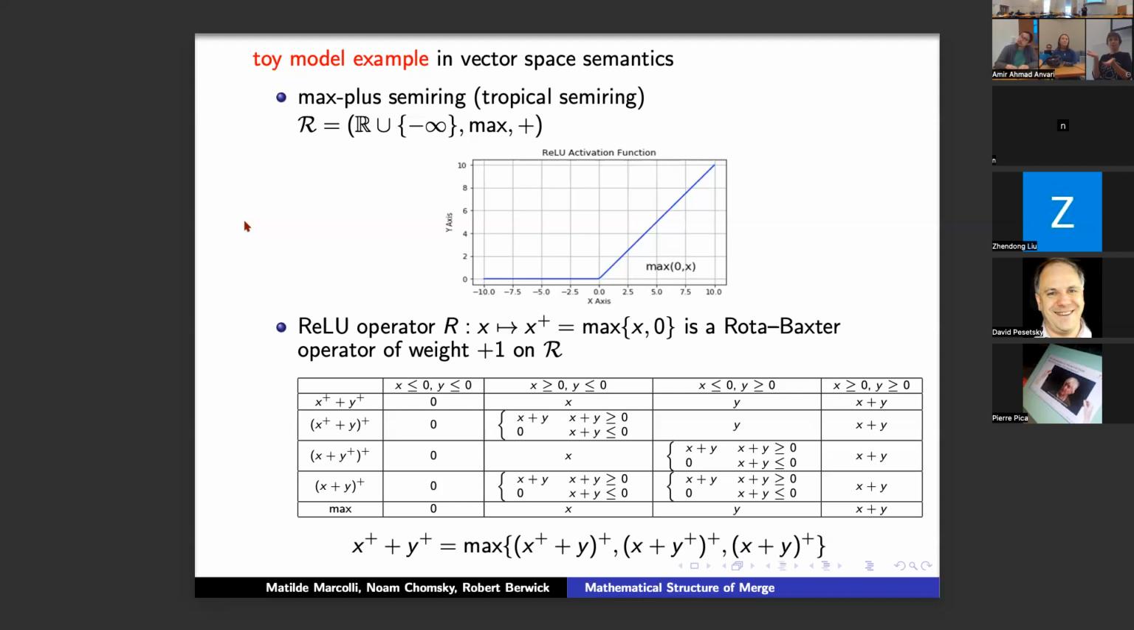You take the maximum of two values. And the multiplication in the semiring is the usual addition. So what is the Rota-Baxter structure? The Rota-Baxter operation is this type of ReLU threshold function that people who do machine learning are so fond of, right? If something has negative value, you kill it off, it's just zero. If something has positive value, it's what it is.